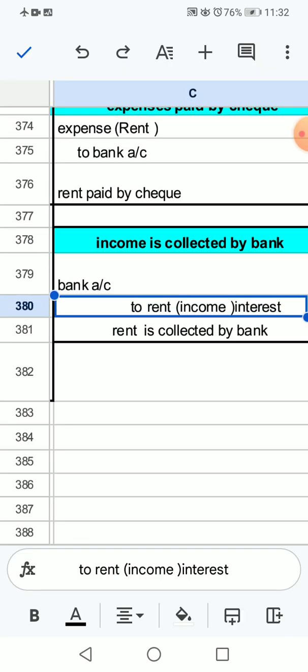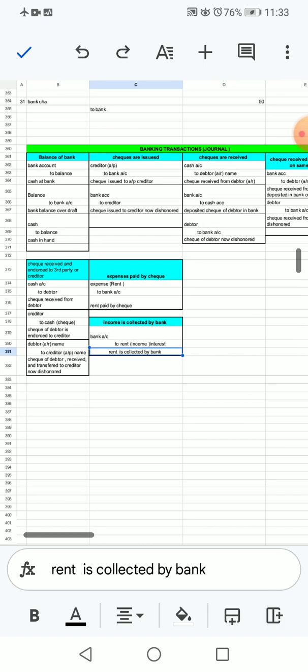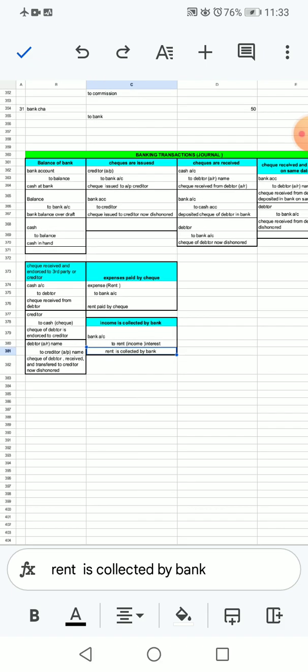So here all stages have been completed. At this stage, please read again and memorize all the entries, and it would become very comfortable for you to journalize any entry related to your bank account.